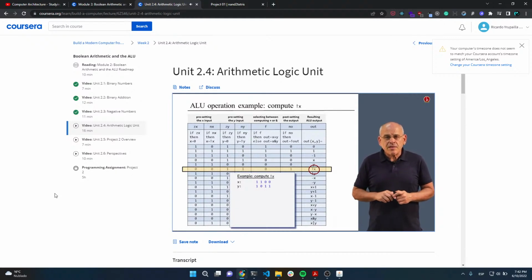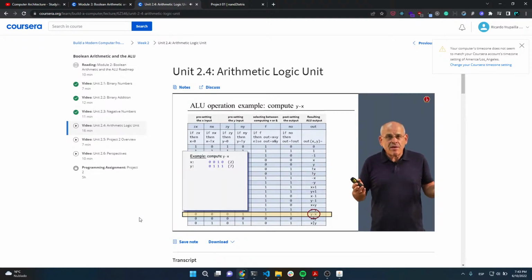And then I look at the control bits. zx equals 0 and nx equals 0, which means that we don't touch the x input. We leave it as is. I chose 2 and 7. This is an arithmetic operation, so it's easier to think about it both in decimal and in binary. So we have 2 and 7, and if everything works well, we should get the result 5, because y minus x, 7 minus 2, should give us 5.